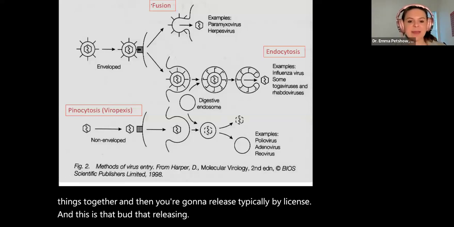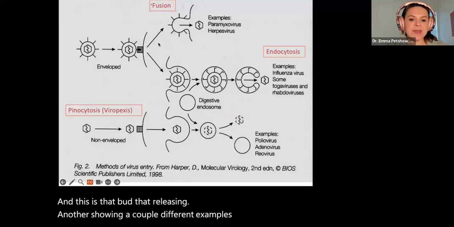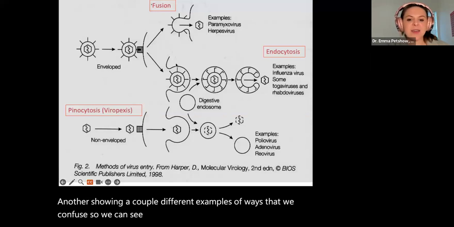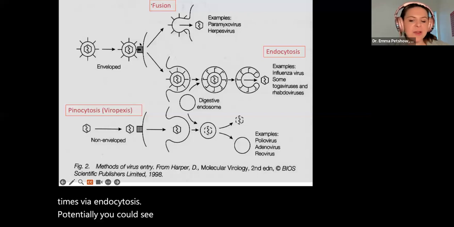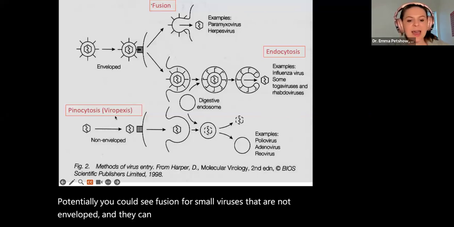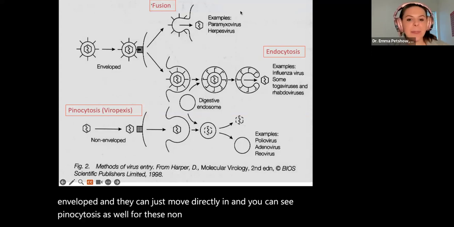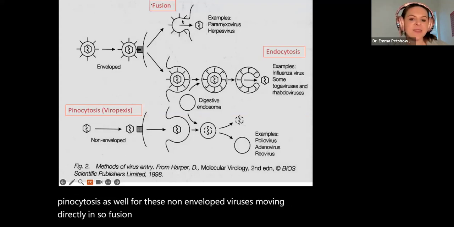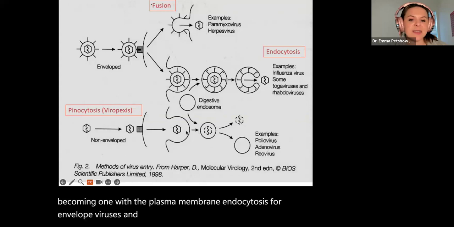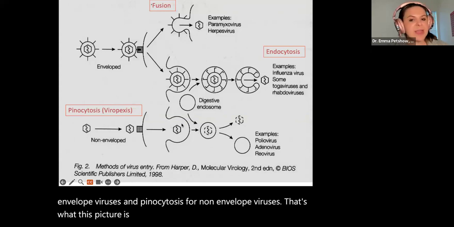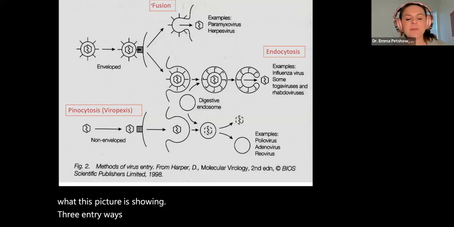Another showing a couple different examples of ways that we can fuse. So we can see here an enveloped virus is going to go in oftentimes via endocytosis. Potentially, you could see fusion for small viruses that are not enveloped. They can just move directly in. And you can see pinocytosis as well for these non-enveloped viruses moving directly in. So fusion, the outside is becoming one with the plasma membrane. Endocytosis for enveloped viruses, and pinocytosis for non-enveloped viruses. That's what this picture is showing. 3 entryways: fusion, endocytosis, pinocytosis.